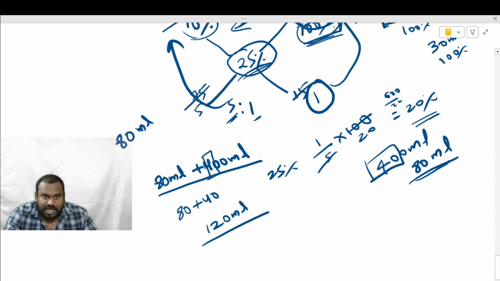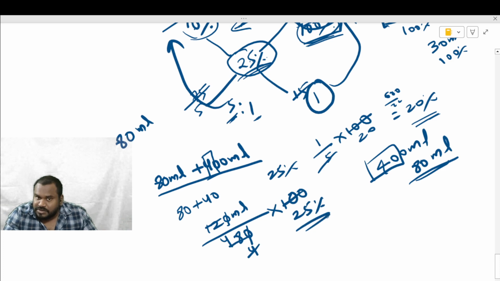But when 400 was already there, I added 80 more, so the total will become 480. So 120 out of 480, how much percent will it become? 0 gets cancelled. 12, 4 is 4, 25. Now it is becoming 25% or not?